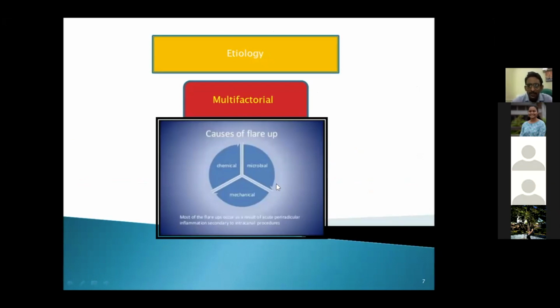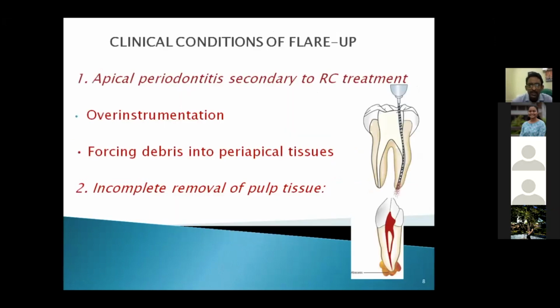Most of the flare-ups occur as a result of acute periradicular inflammation secondary to the root canal. As we know, the apical periodontitis secondary to the root canal treatment is basically due to over-instrumentation or over-extrusion of the irrigants we use in RCT. The over-instrumentation is when your instrument goes beyond the root confines and inflames the periradicular area.